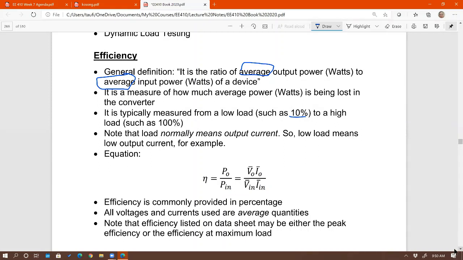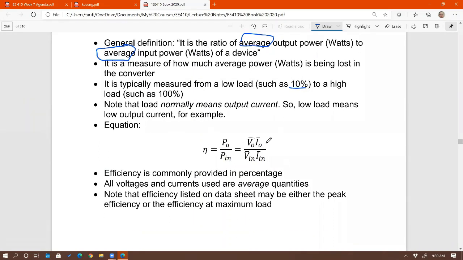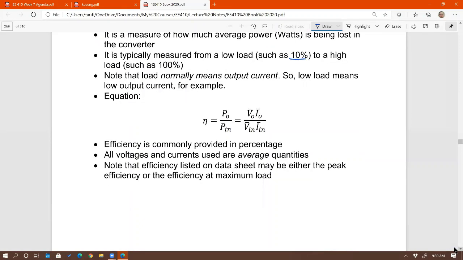So typically that's how we measure efficiency throughout the range of the load, in this case, output current. Efficiency is commonly provided in percentage, so you just multiply this by 100% to give us the percentage that we get from the efficiency.